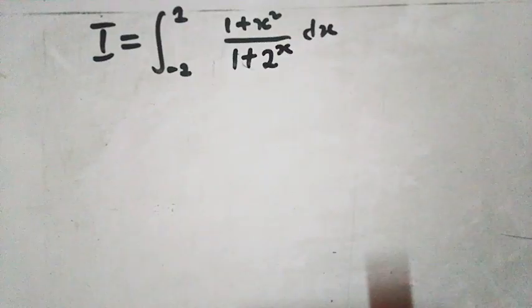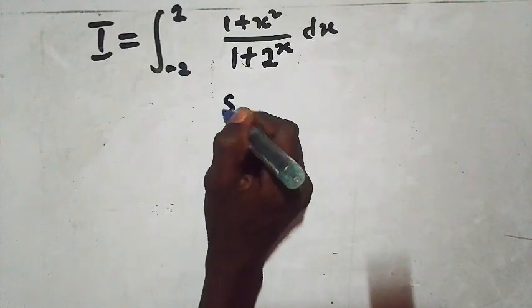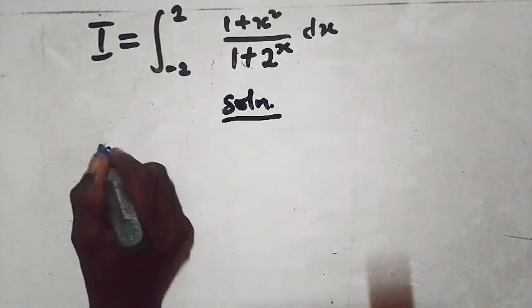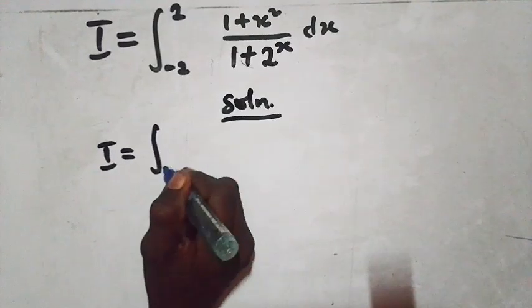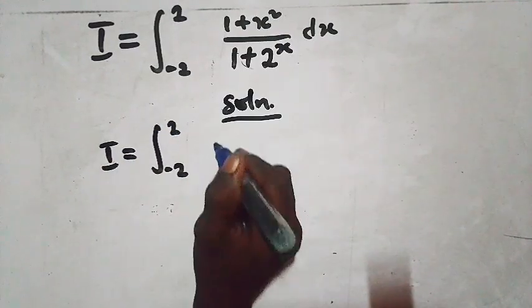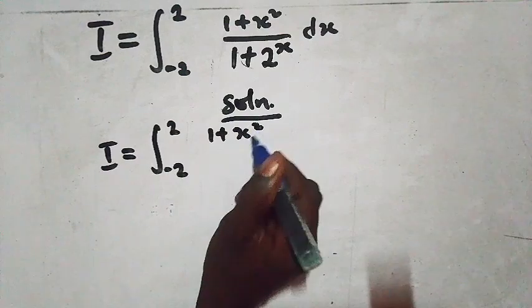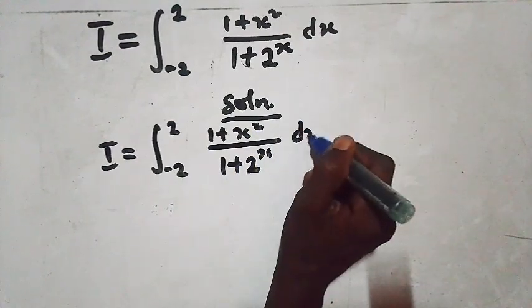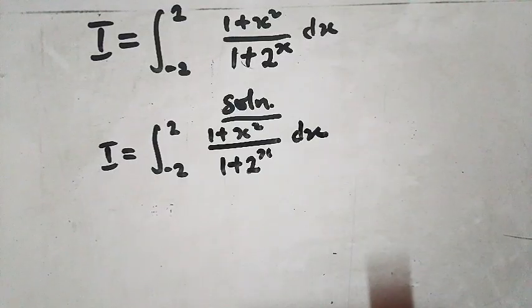Let's see how to solve this problem. I equals the integral from -2 to 2 of (1 + x squared) over (1 + 2 raised to power x) dx. Solution. By rewriting the problem, I equals the integral from -2 to 2 of (1 + x squared) over (1 + 2 raised to power x) dx.